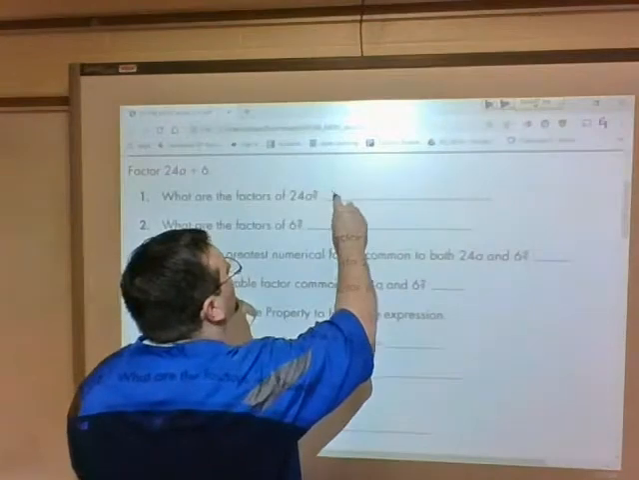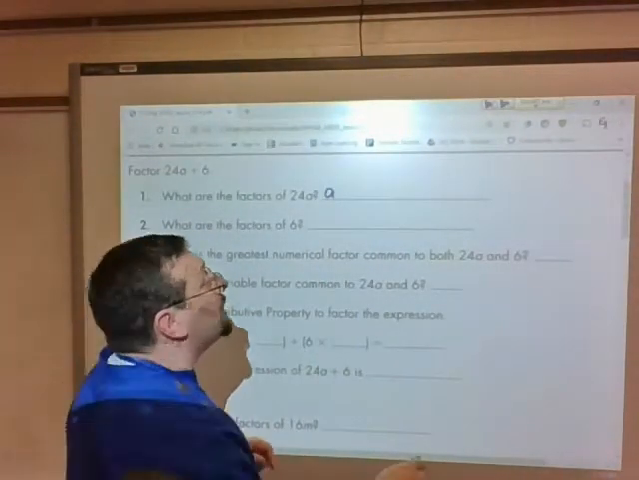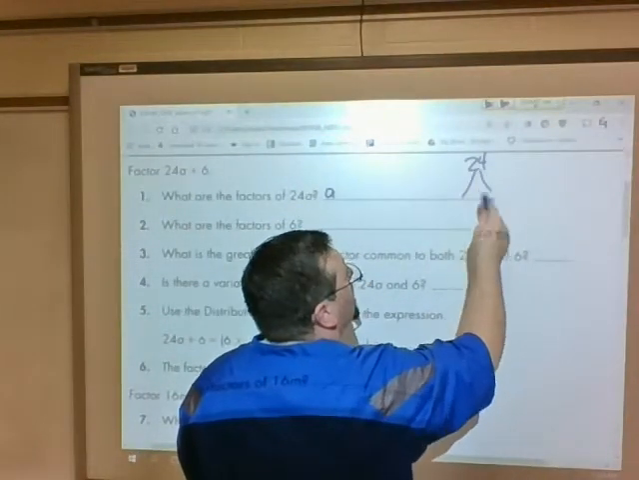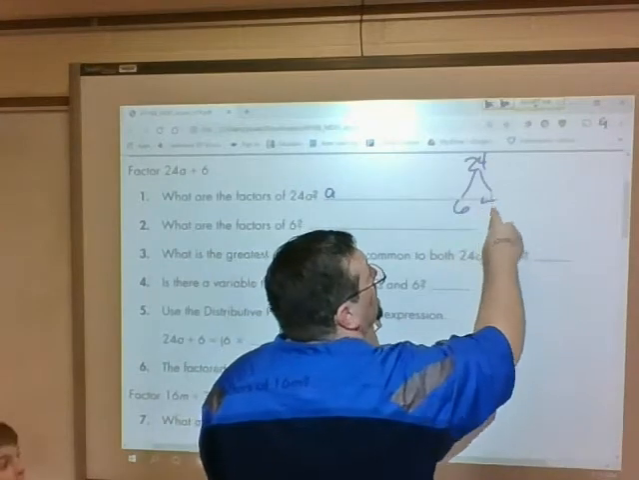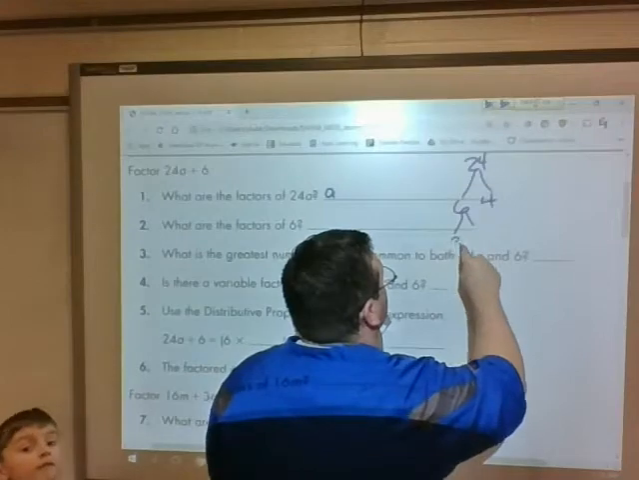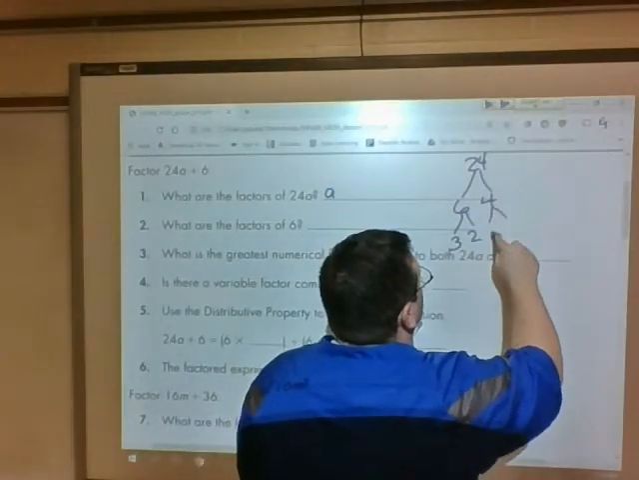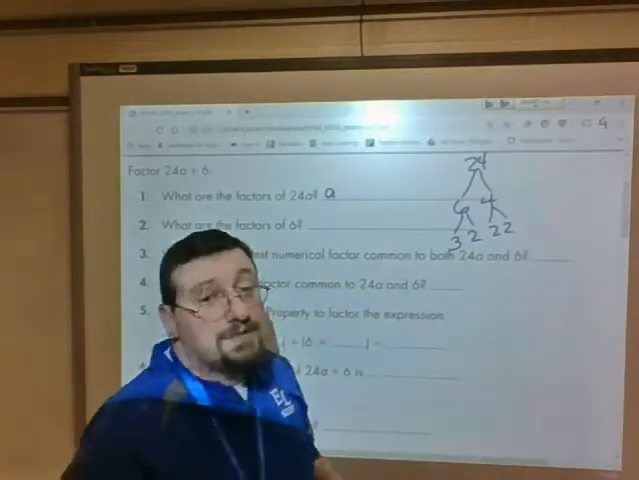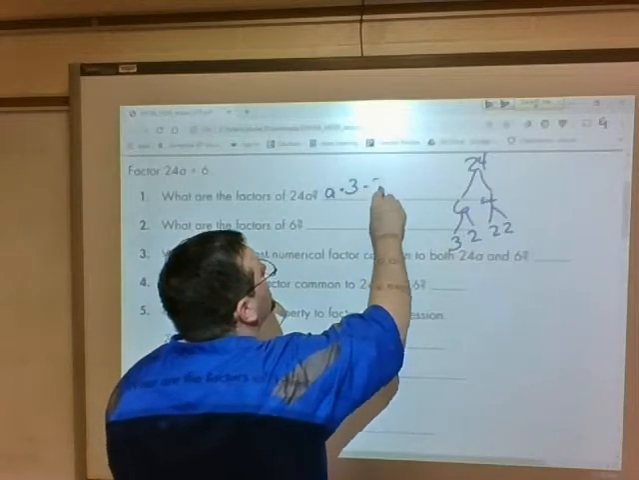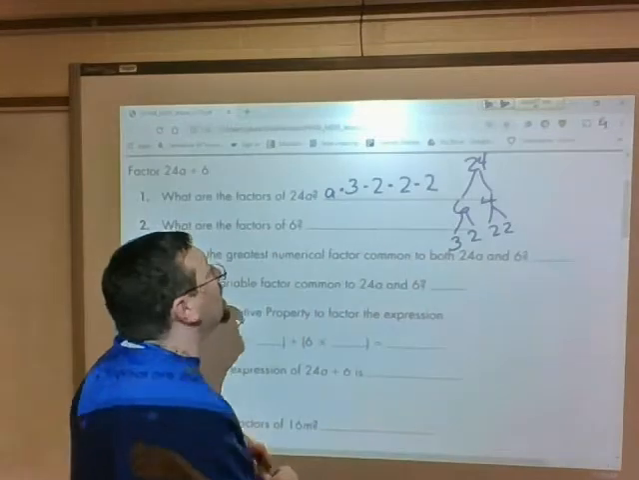Well, I know that one of the factors of 24a is a. I don't want to get too crazy there, but I want to come over here and factor out 24. I know that the factors of 24 are 6 and 4. I factor 6 further into 3 and 2, because 3 times 2 equals 6, and 4 into 2 times 2. So now I've got a times 3 times 2 times 2 times 2. I've got them all factored out.